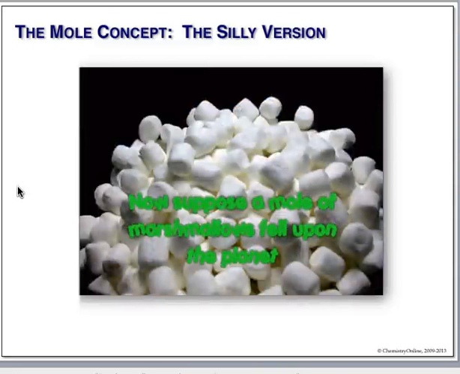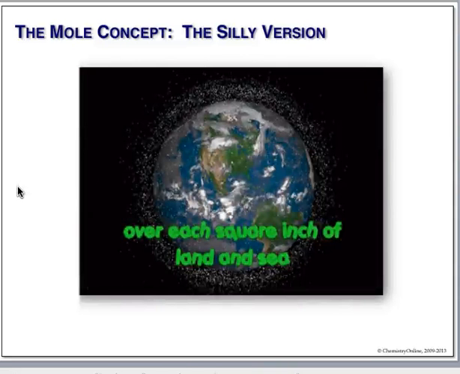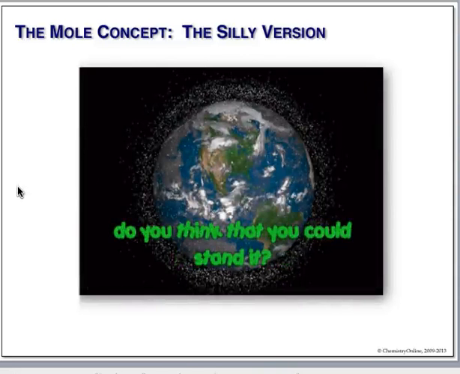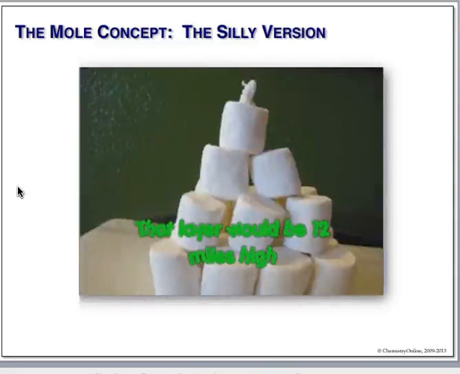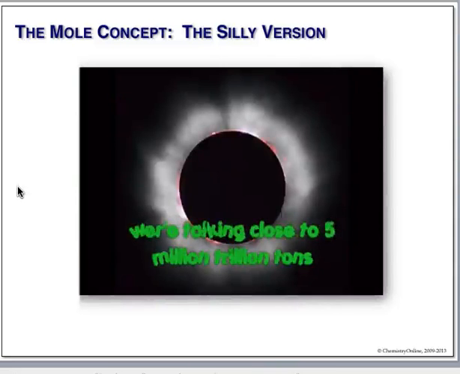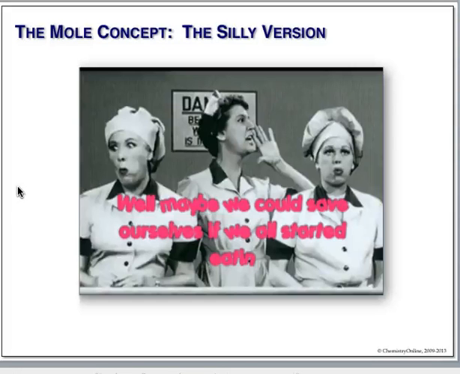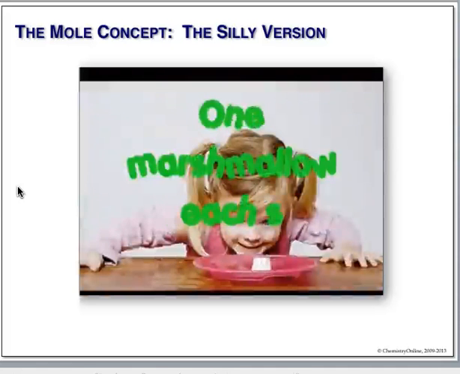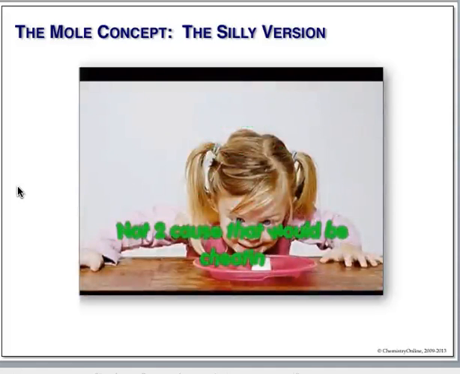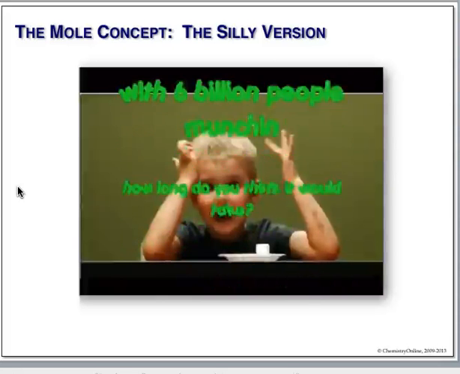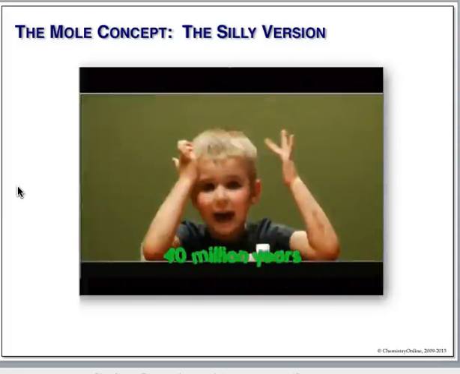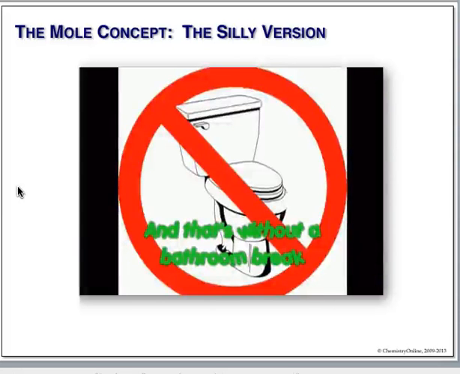Now suppose a mole of marshmallows fell upon the planet. Over each square inch of land and sea, you think that you could stand it? That layer would be 12 miles high and, of course, block out the sun. We're talking close to 5 million trillion tons. Well, maybe we could save ourselves if we all started eating 1 marshmallow each second. Not 2, because that'd be cheating. With 5 billion people munching, how long do you think it'd take? 40 million years, and that's without a bathroom break.